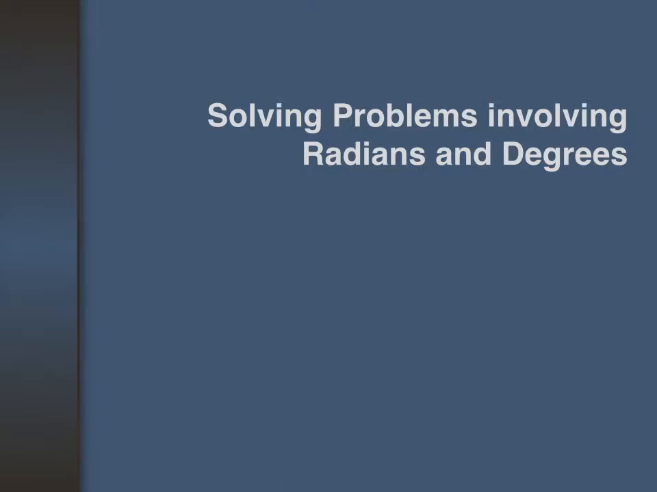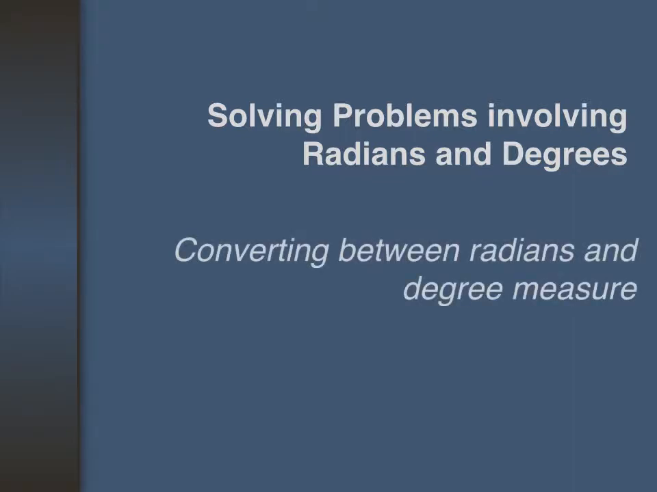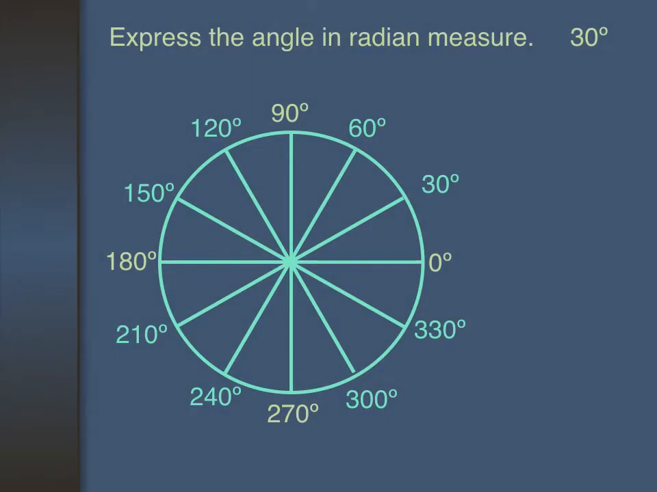In this video, we'll show you how to convert between radian and degree measure for angles that are given to us. First example is to express this angle in radian measure, and the angle is 30 degrees.